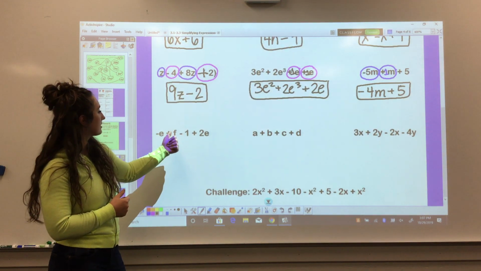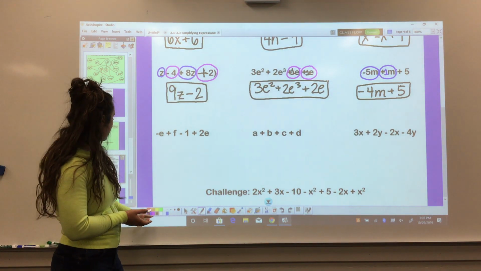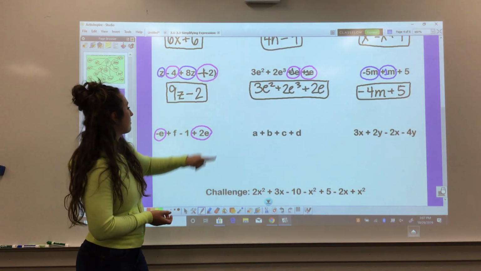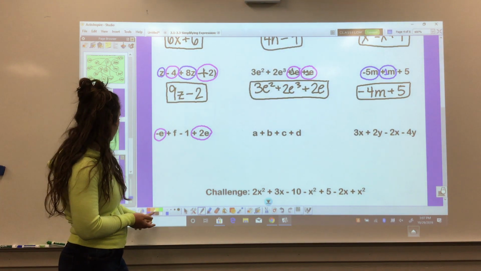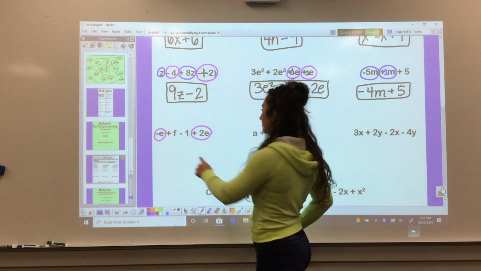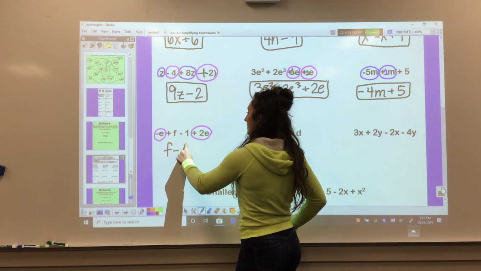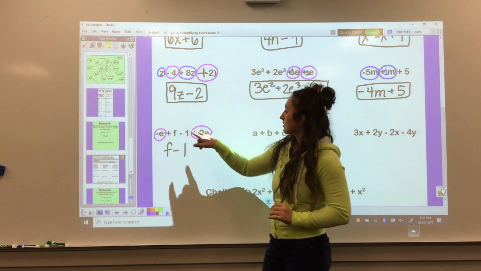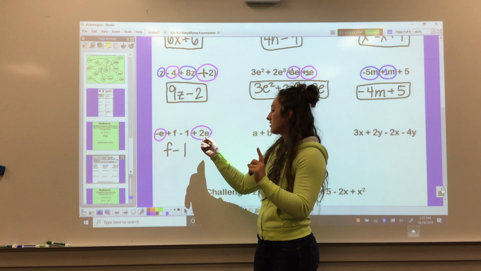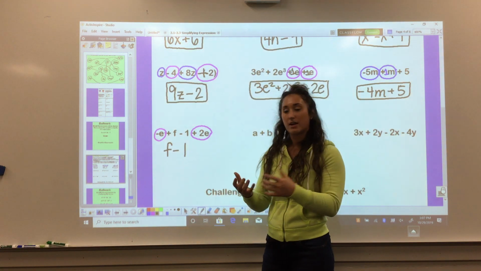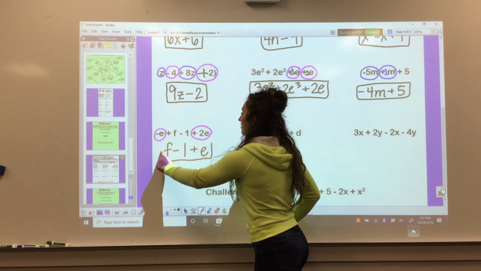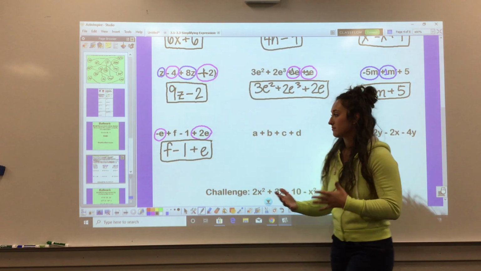Next one, we have negative e plus f minus 1 plus 2e. So my like terms would be negative e and positive 2e. The f and the negative 1 are both on their own, so I'm just going to copy those down. F and then minus 1. Then negative e, that's like negative 1e, plus 2e would be positive 1, right? So plus 1e, but you don't need to write that 1. You can just leave it as plus e.